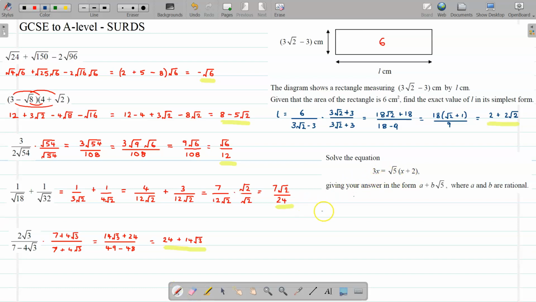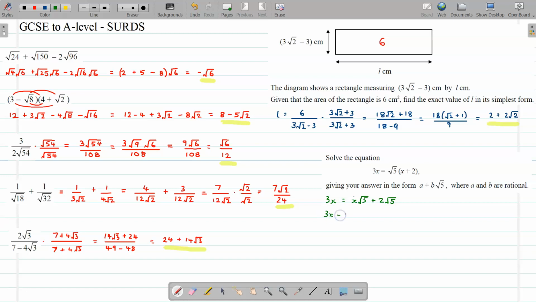Last question, we've got an equation to solve, and we're just going to multiply out the bracket first. So I'm going to write 3x equals x root 5. We tend to put the x in front of the square root sign. So x root 5 plus 2 root 5. I'm now going to subtract the x term from both sides, so we've got all the x's on the left, and you'll see why in just a moment.